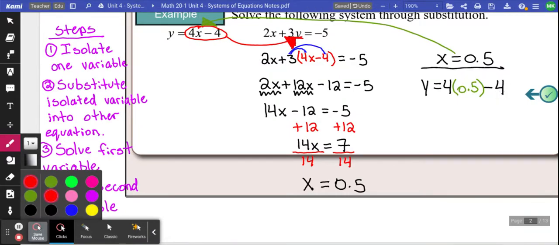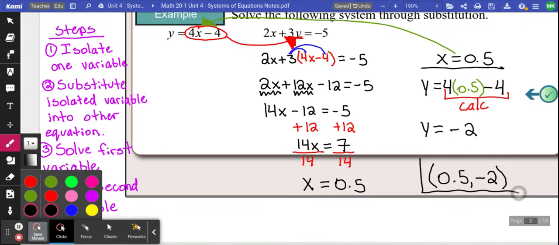Then all that I have to do is, you'll notice y is already by itself. I just have to put this in my calculator, calc, and it'll tell me what y equals. So 4 bracket 0.5 minus 2 is going to give me negative 2. That means my solution is at x equals 0.5, y equals negative 2. We usually write it as an ordered pair like that.